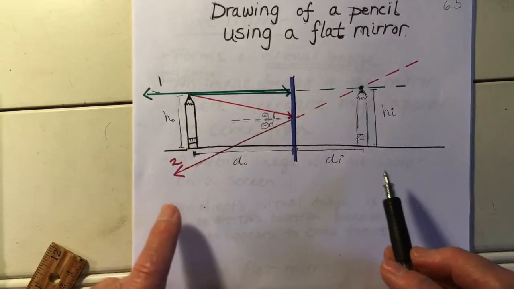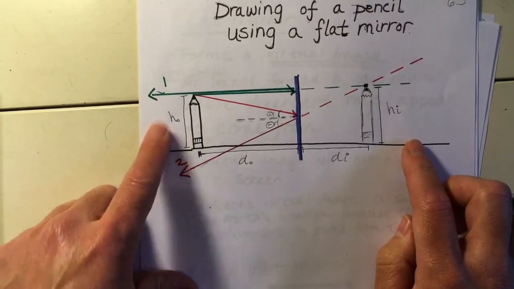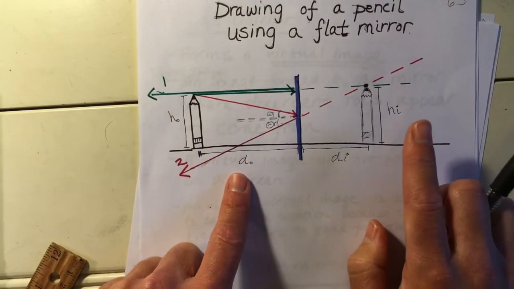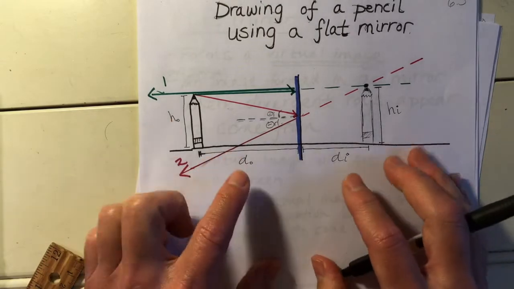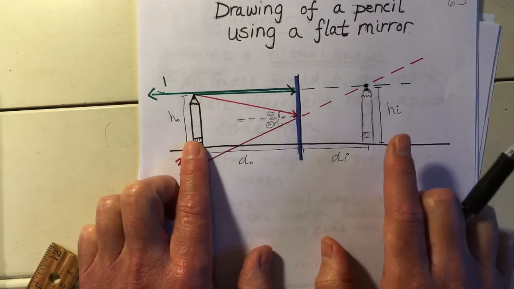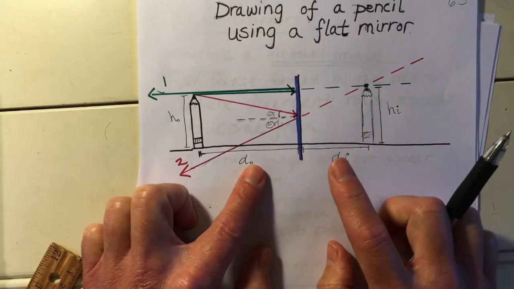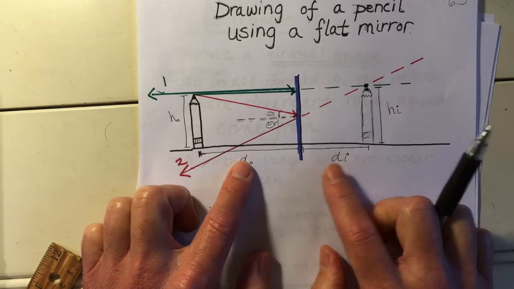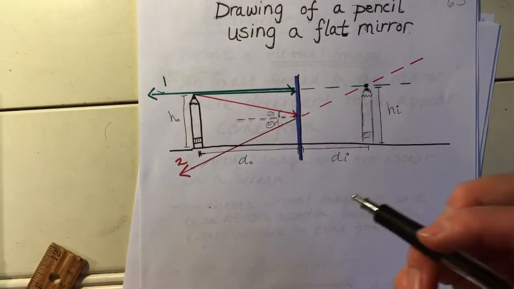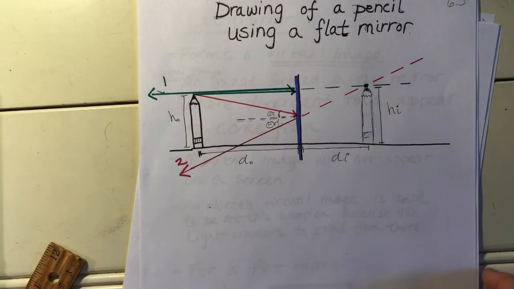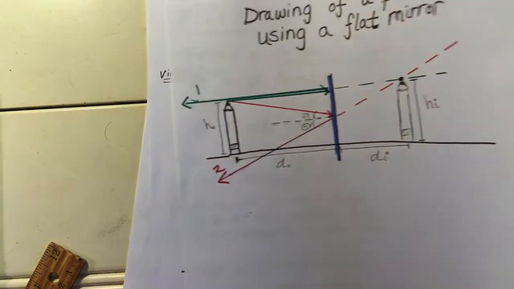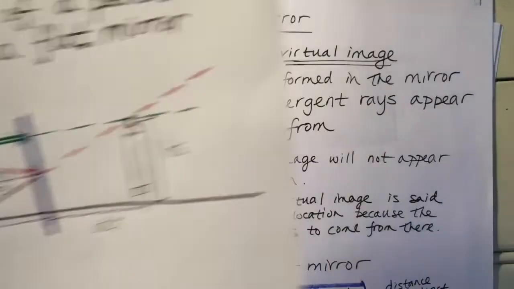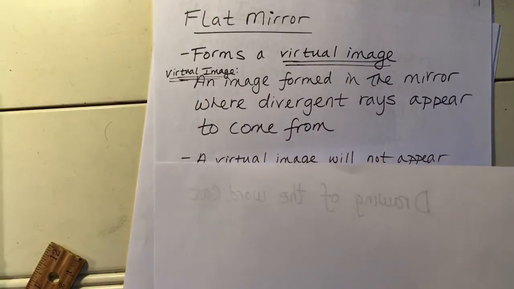All right, so you can see we have height of the object, distance to the object, distance to the image, height of the image. And height of the object is equal to height of the image, and distance to the object is equal to distance to the image. Even though that looks gross on my drawing, that's correct. Okay, so let's go ahead and get some definitions there for a flat mirror.